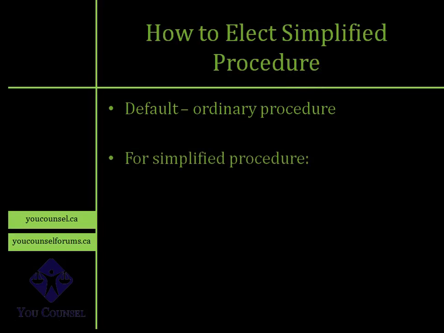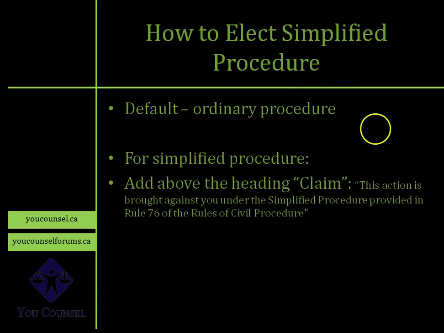Step number 1, you will have to write this language: This action is brought against you under the simplified procedure provided in Rule 76 of the Rules of Civil Procedure. You have to write this down. And where do you write this down? Just above the heading where it says claim. So just above that, in capital letters, you write this down very clearly that this action is being commenced under simplified procedure. So that's step number 1.